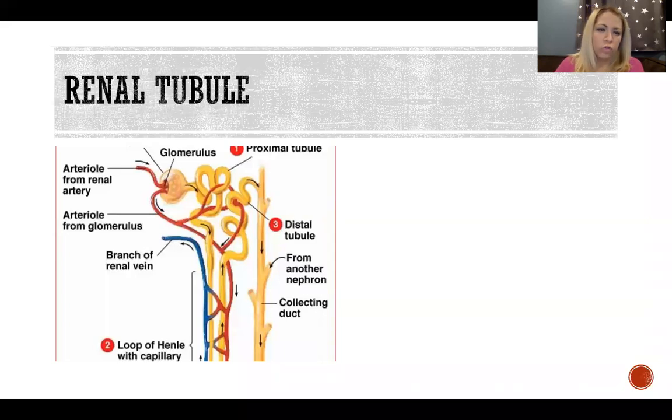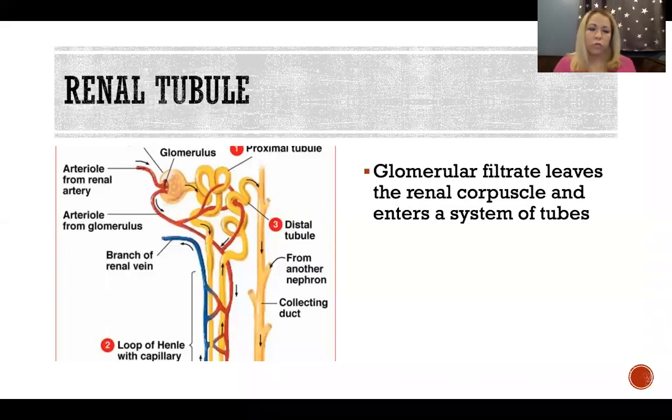Then there's the renal tubule. It's a whole system of tubes that is attached to the glomerular capsule there. So we can see the renal corpuscle, the glomerulus, and then branching off of that is where the renal tubule starts. The glomerular filtrate, that's what we call the fluid that is collected by the glomerular capsule from the fluid in the blood vessel. That fluid is going now into the renal tubules.